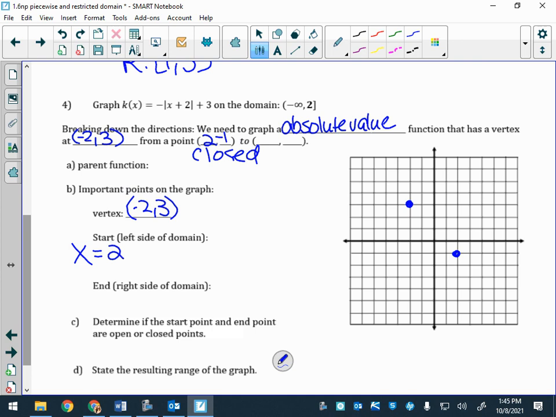Because of the bracket. Oh, it's on the other side. So it should actually be on the right side of the domain. This should be here. So 2, -1 is on the right side of that domain, and it's a closed circle.